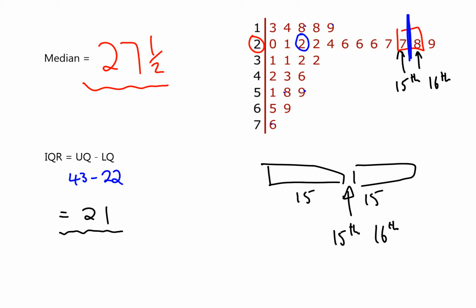So think about what that means. Half the population are spread over 21, whatever the units are. If you want more practice on that, I would go to My Maths and do the GCSE statistics section.